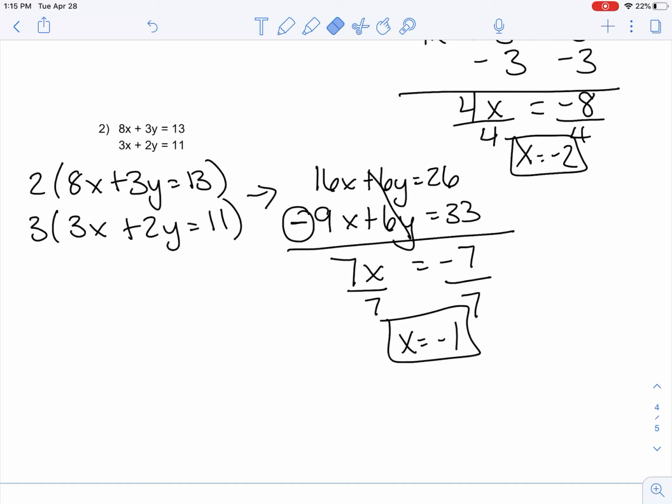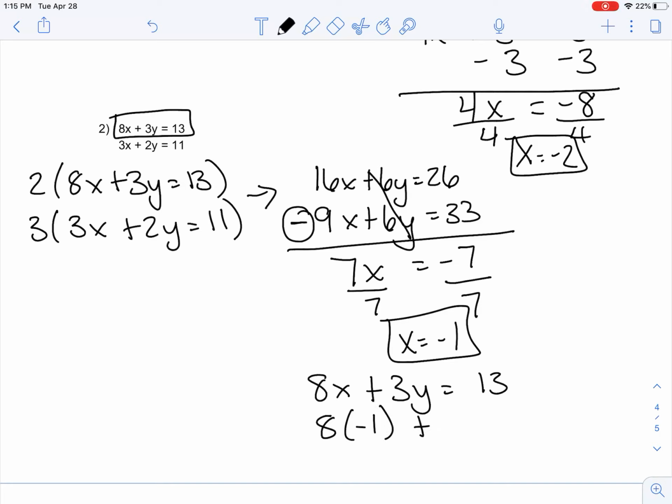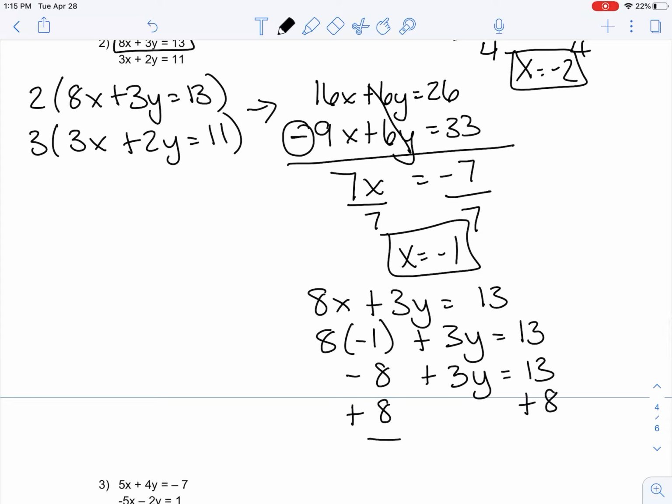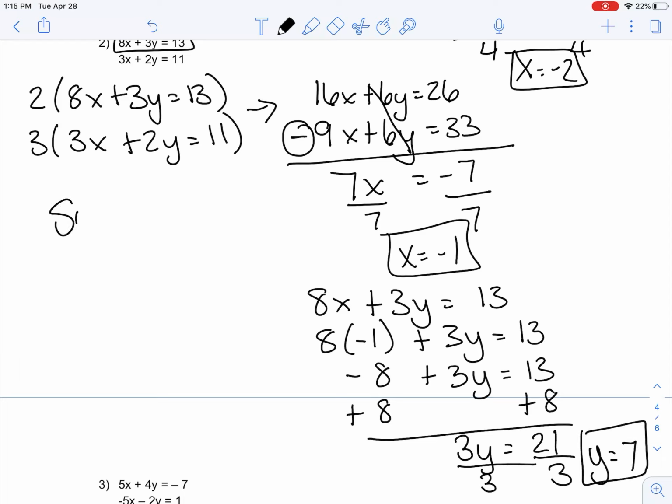And now we can go back to our original equations. So I'm going to use the first one again. 8x plus 3y equals 13. 8 times negative 1 plus 3y equals 13. Negative 8 plus 3y equals 13. Add 8. 3y equals 21. Divide by 3. And y equals 7. So my solution for these is negative 1, 7.